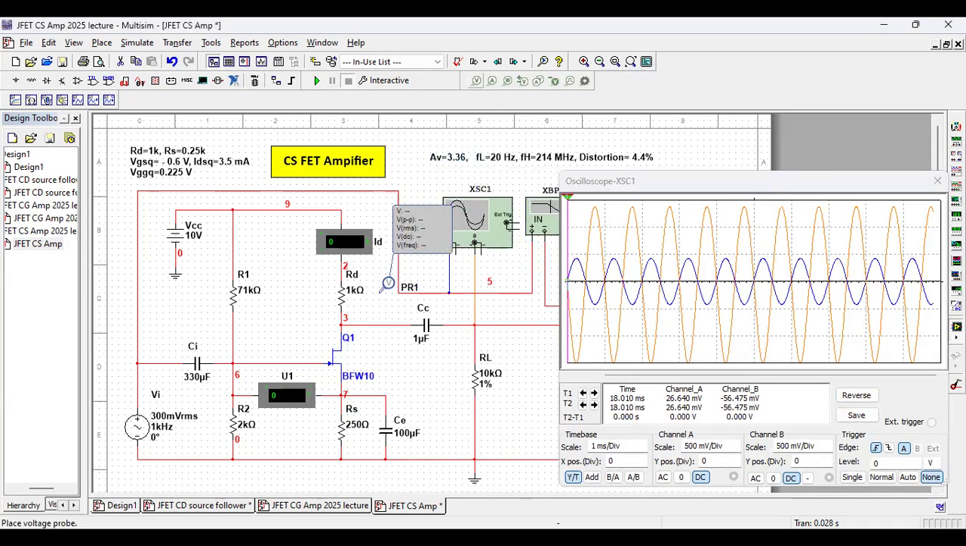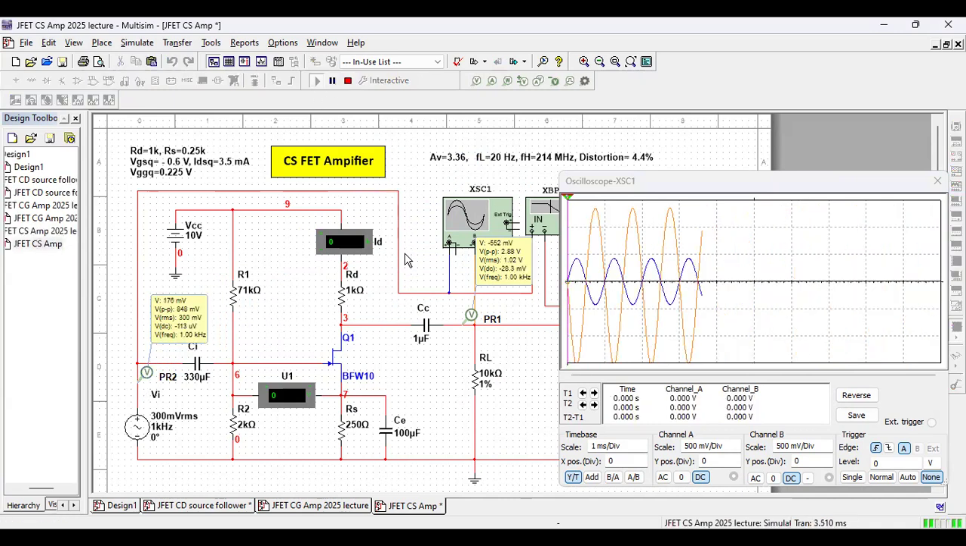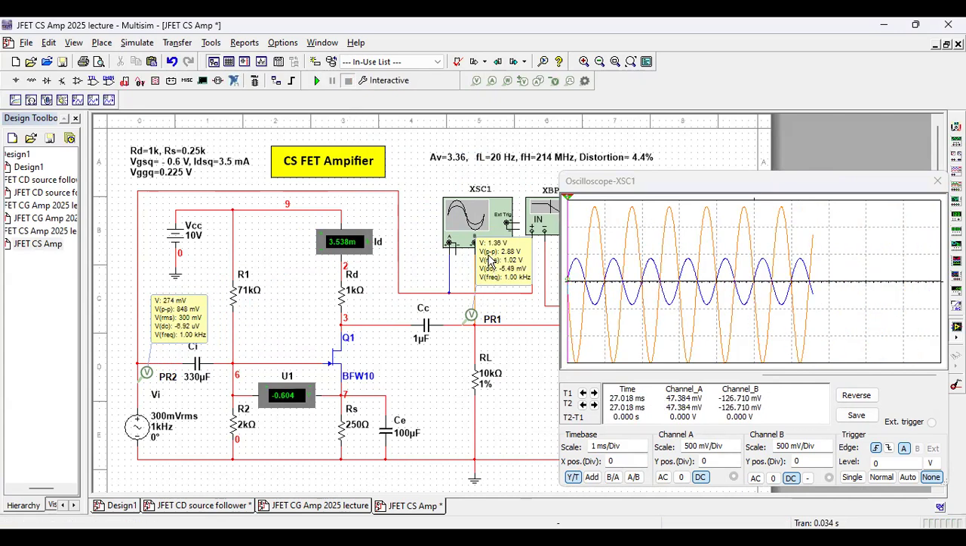To measure the gain, I take a voltage probe here, another voltage probe here, and run once again. The output peak-to-peak voltage is 2.88 volt. Input peak-to-peak voltage is 848 millivolt. That makes the voltage gain to be around 3.36.